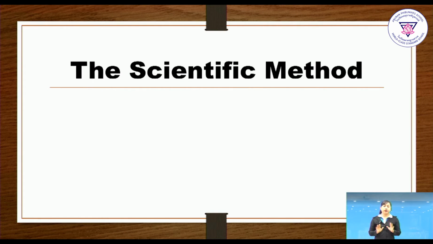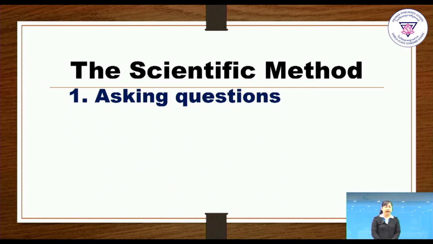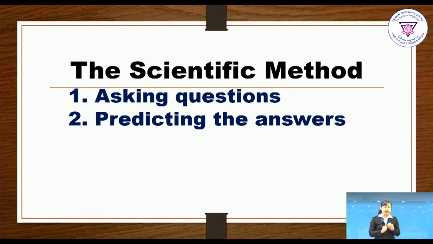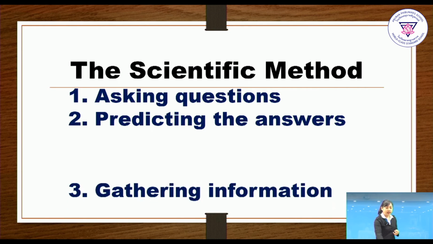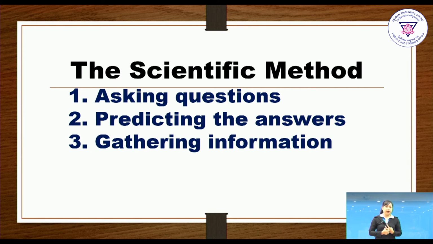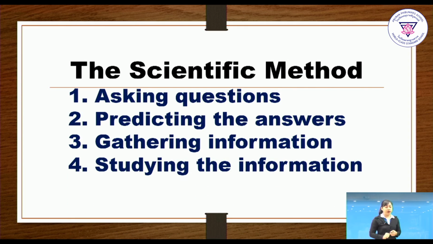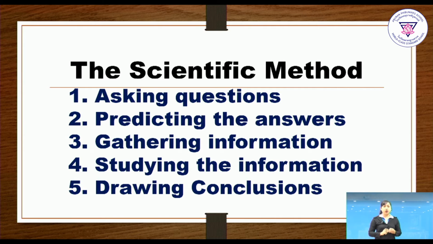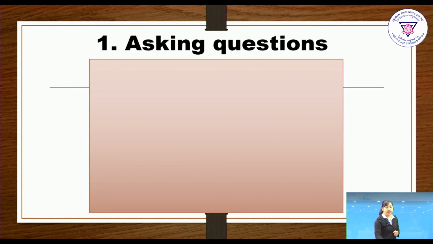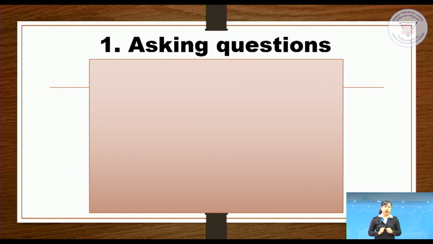Our main topic for today is all about the scientific method. There are five processes or procedures in the scientific method. The first one is asking questions. The second one is predicting the answers. The third one is gathering information. The fourth one is studying the information. And the last one is drawing conclusions. Now let's study them one by one.